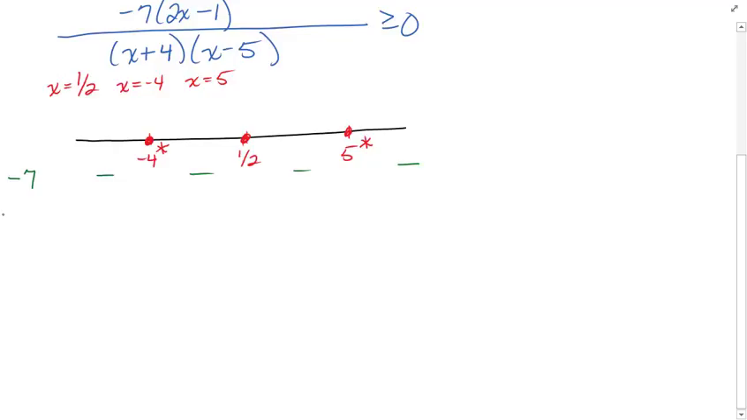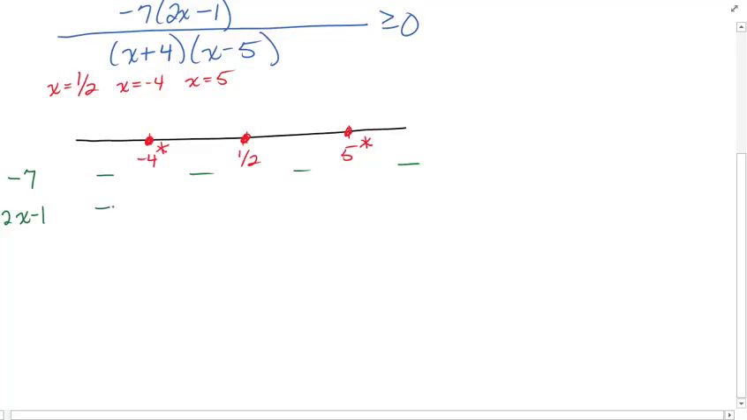Okay, now let's use the 2x minus 1. It's going to be negative here, right? Plug a negative number in, say a negative 5, you're going to get a negative 11. Negative there, and it's going to swap at 1 half. So it's negative, negative, positive, positive. It swaps at 1 half.